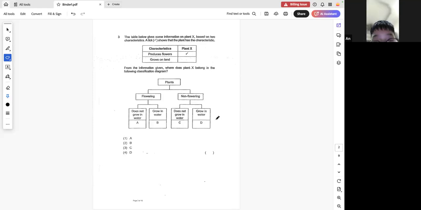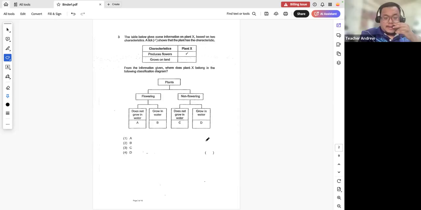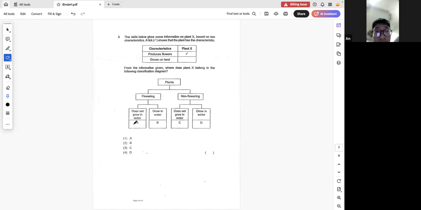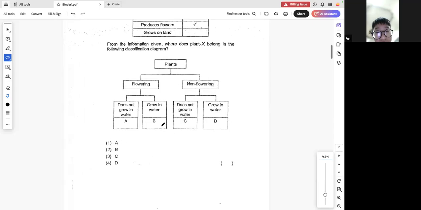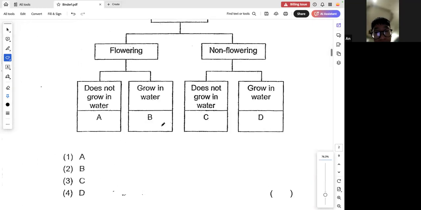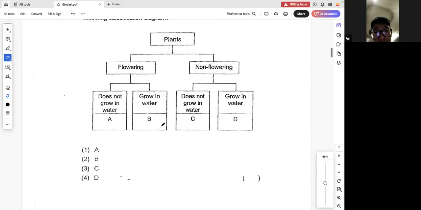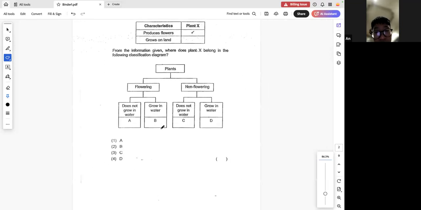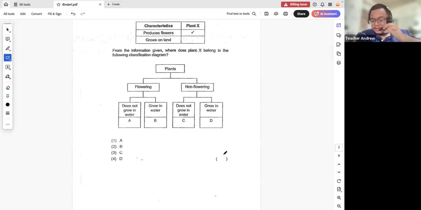So I think plant X is in category A. Plant X is in category A. Why do you think so? Well, it says that it produces flowers, but it doesn't grow on land. So basically, it's flowering and it does not grow. Wait. Oh my god, I'm an idiot. So it actually grows in water. I read it wrong, so it's actually category B. All right, the answer is B.